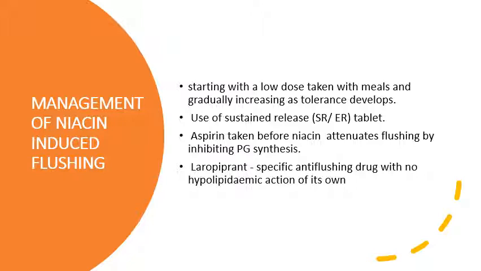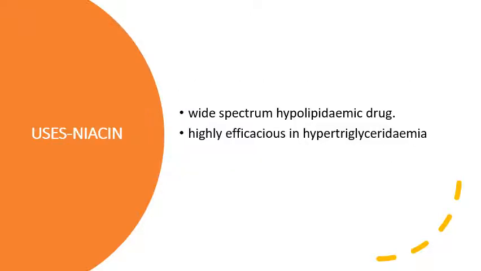And also we have a drug called laropiprant, which is a specific anti-flushing drug, which acts by inhibiting the synthesis of prostaglandin D2. It has no hypolipidemic action of its own. It is mainly to treat niacin induced flushing. Niacin is a wide spectrum hypolipidemic drug. Especially it is used in hypertriglyceridemia since it decreases triglyceride synthesis.